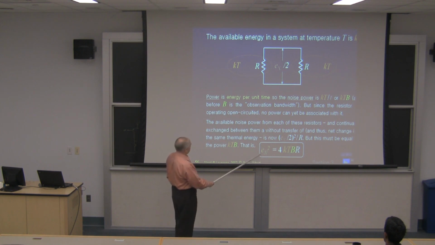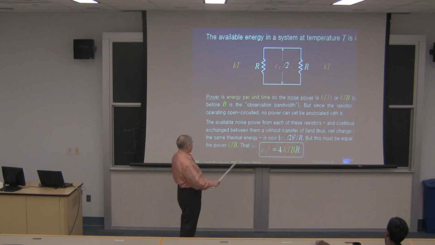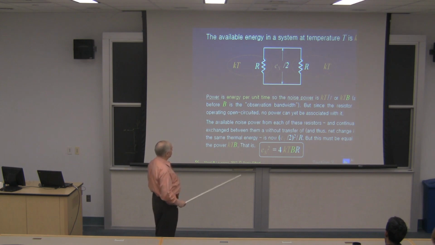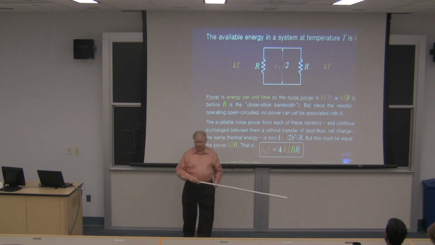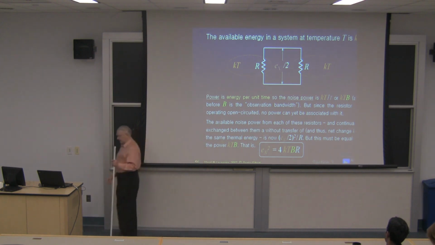And so we just can do that identity and come out with En squared is 4 KTBR. I'm not sure if that was clear, but it seems to me to be a simple way of understanding resistor noise and some of the other analyses I've seen.